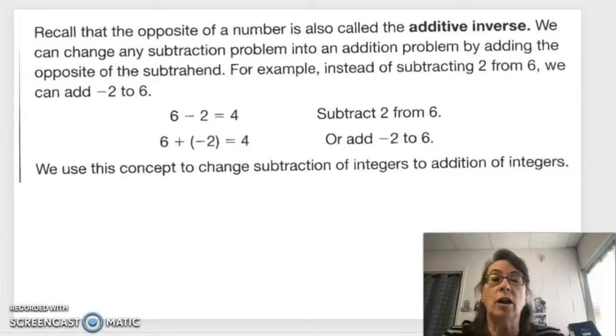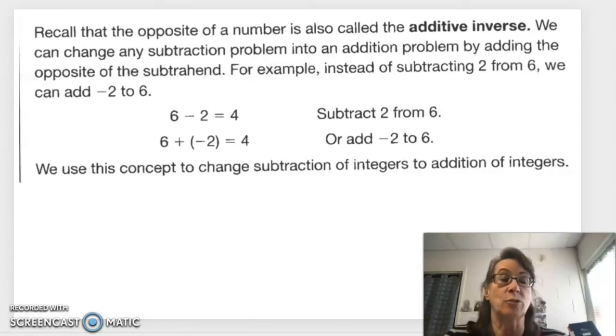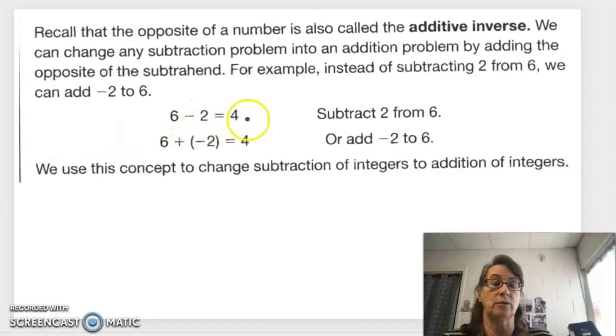All right, so recall that the opposite of a number is also called the additive inverse. We can change any subtraction problem into an addition problem by adding the opposite of the subtrahend. So, for example, instead of subtracting 2 from 6, we can add -2 to 6. So here they have 6 take away 2 is 4, subtract 2 from 6, or we can say 6 plus a -2. So we're taking this minus sign and we're attaching it to the subtrahend.